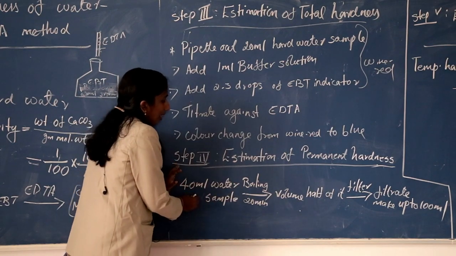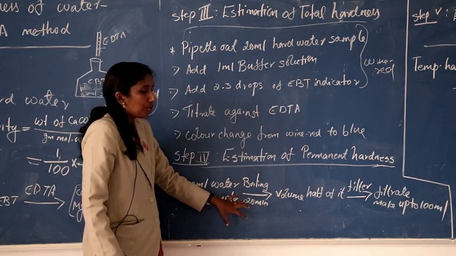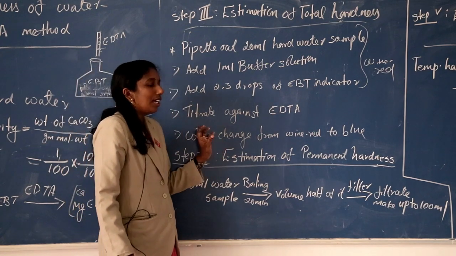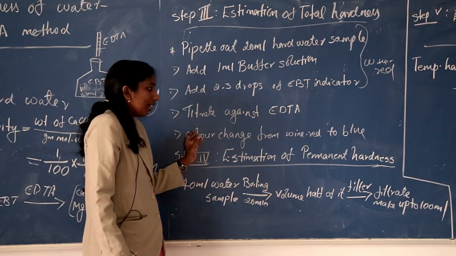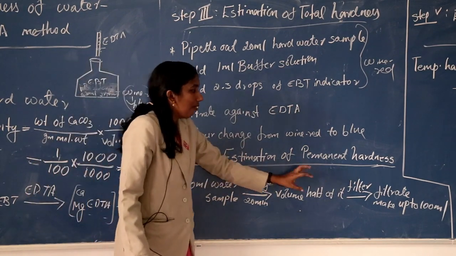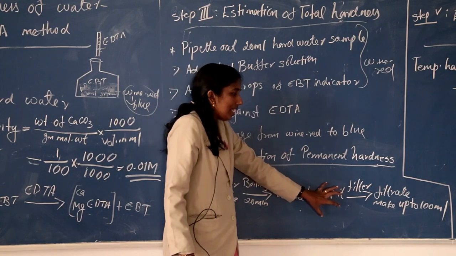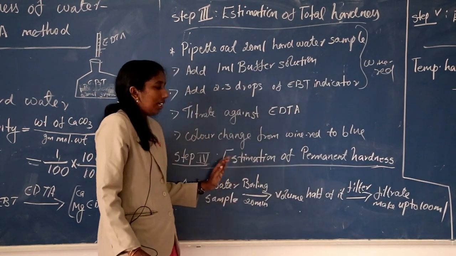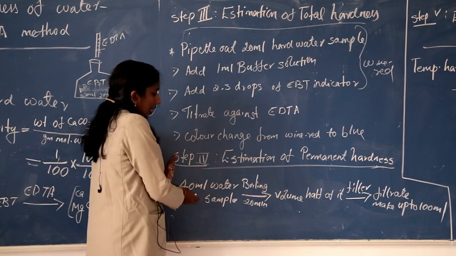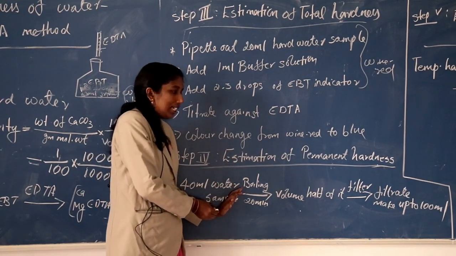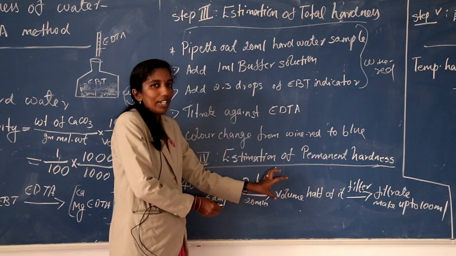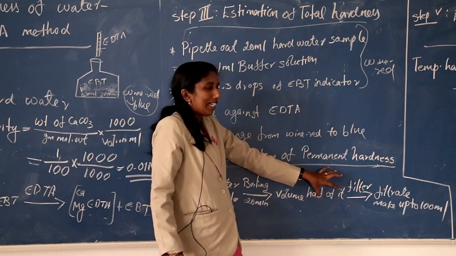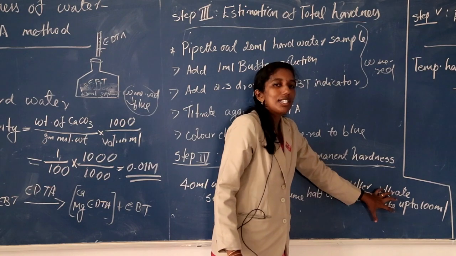So 40 ml of the hard water sample is taken, then boiled for up to 20 minutes, and the volume will be half. From this we understand that the temporary hardness is completely removed, that is, bicarbonates are converted to insoluble carbonates. Then it is filtered, and this filtrate is transferred into a 100 ml standard flask and made up to the mark. Okay, for the estimation of permanent hardness, the 40 ml water sample is boiled for up to 20 minutes, and the volume will be half of it. From this we understand that all the temporary hardness salts are removed, then it is filtered and the filtrate is made up to 100 ml in a standard flask.